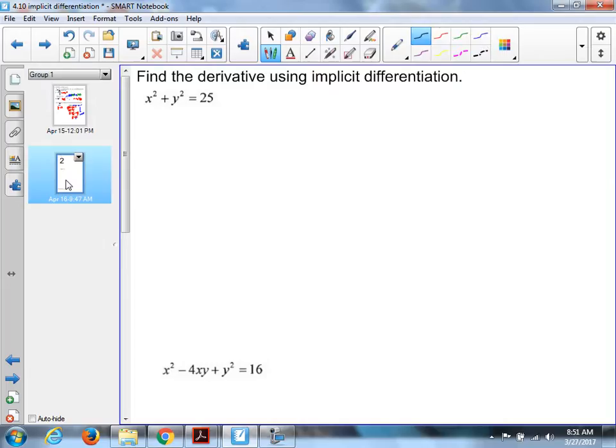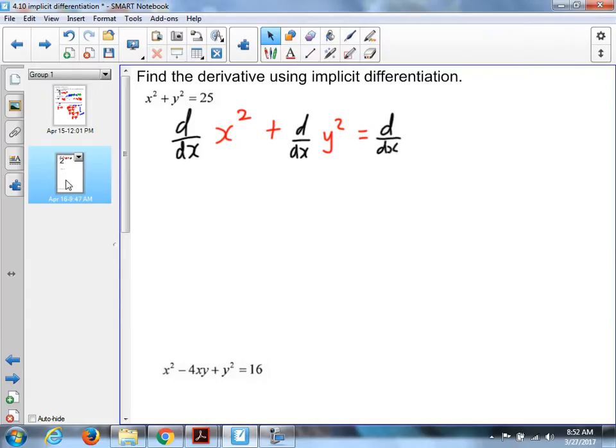So anyways, d by dx. I'm going to take this operator. I'm going to take the whole derivative of the left side, whole derivative of the right side. X squared. Plus the derivative of the y squared. Equals the derivative of the right-hand side, and that's just the number 25.